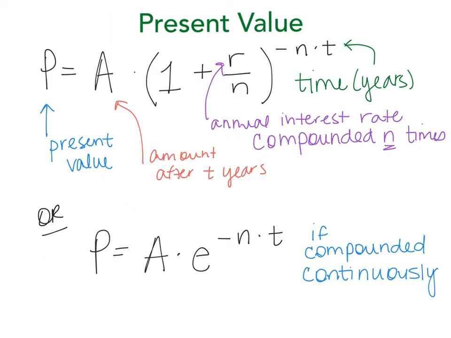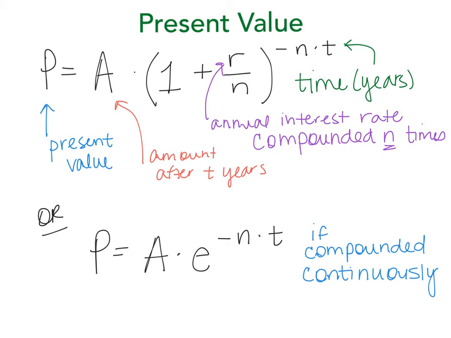Something else that we talk about in financial models is something called present value. So present value is what it sounds like. It is the current value of a lump sum of money. So we can represent that in 2 different ways, depending on the kind of interest model we're going for.